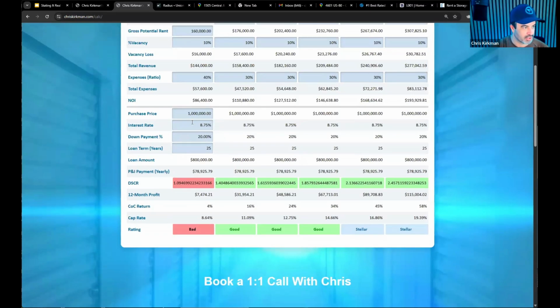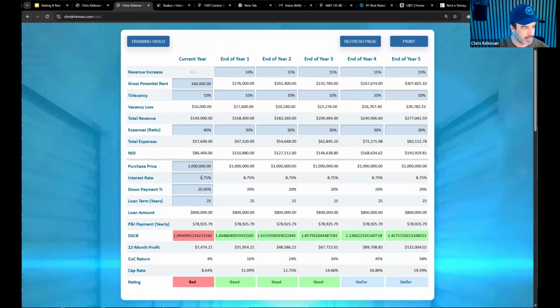Let's say, for instance, here we go. Here's just a basic one that I started with. Let me adjust this here. Let's say this thing's making like 130. The gross potential is like 130, vacancy is 10, so it's pretty occupied. Let's say gross potential rent's only about 130. So you're going to look at this and be like, oh my gosh, I'm not going to be able to get a lender on this thing.